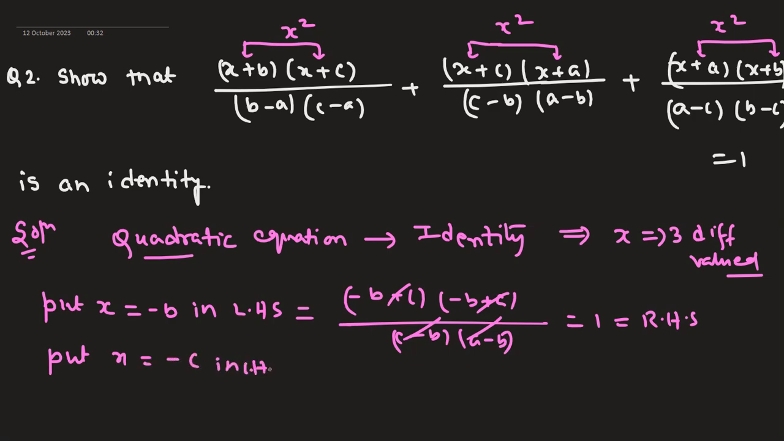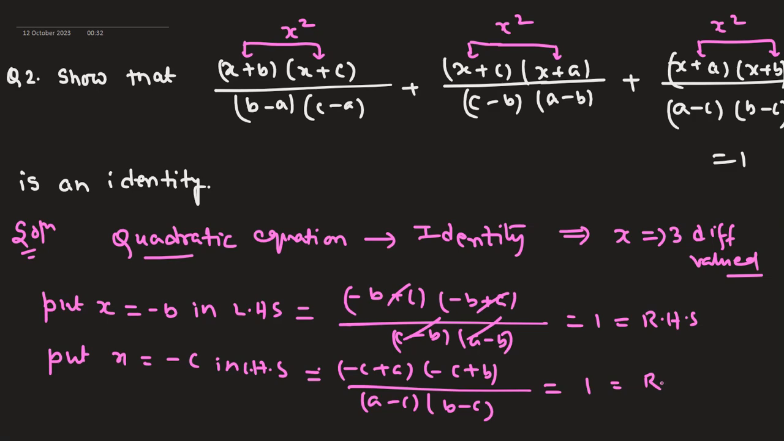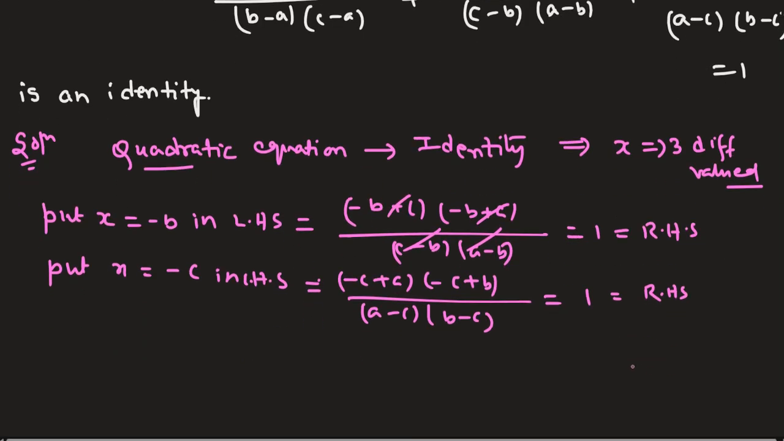So what we observe is that the first part becomes 0, the second part becomes 0, and the third part becomes minus c plus a into minus c plus b. In the denominator, a minus c and b minus c are present, so after cancellation we get 1, that is RHS. So we can say that x equal to minus c is also a root.